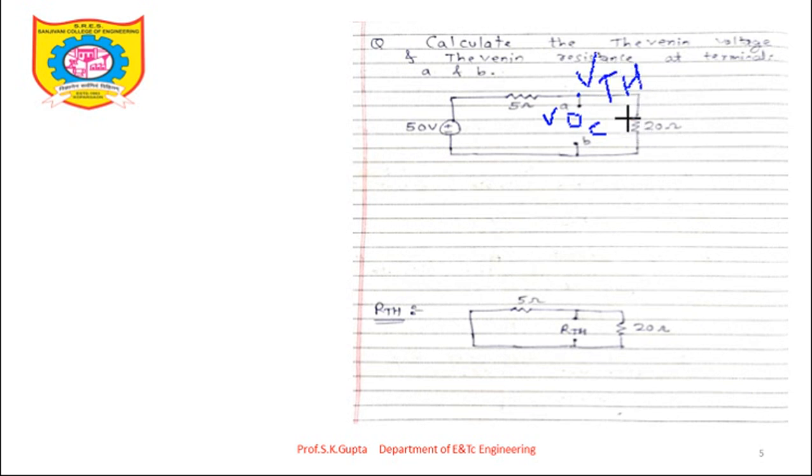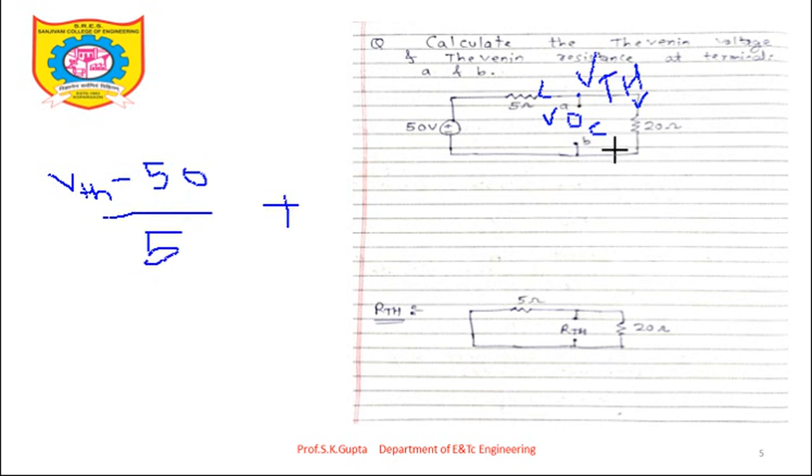So use the nodal equation. There are two currents, this current and this current. Assume VTH is at higher potential, so all currents are leaving currents. So what is the value of the I1 current? This is the I1 current: VTH minus 50 divided by the resistance. The resistance is how much? 5 ohm. Plus the second current: VTH minus this point, which is 0 potential, so VTH minus 0 divided by 20 ohm. That means VTH upon 20, equal to 0.